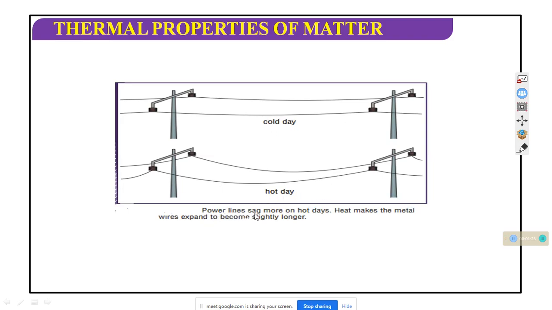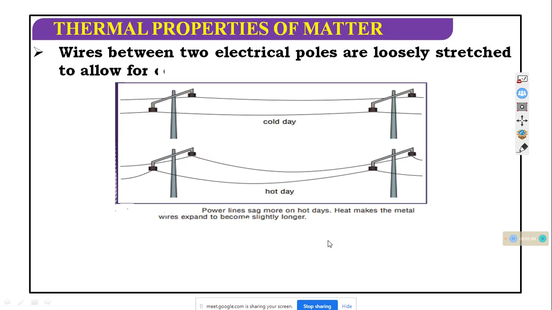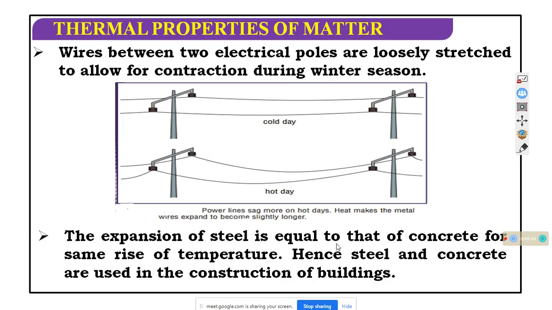The power lines sag more on hot days. এই যে পাওয়ার লাইনটা কি হয় দেখবে যখন তোমাদের পাওয়ার লাইন, এটা যেটা ইলেকট্রিসিটি পাওয়ার লাইন, কোল্ড ডেতে এমন হয়, যখন হট ডে যখন রোদ্দুরের সময় এটা এক্সটেন্ড করে এরকমটা লেন্থ হয়ে যায়, স্লাইটলি লঙ্গার. The wire between the electric poles is loosely stretched, and expansion happens like this.